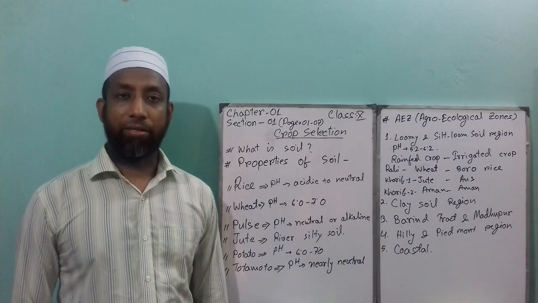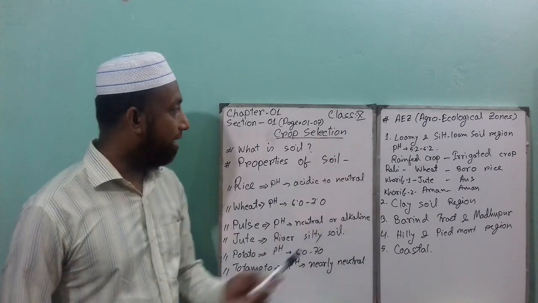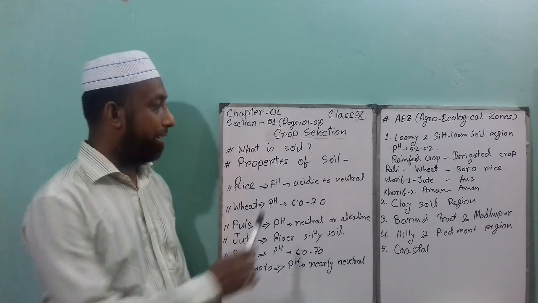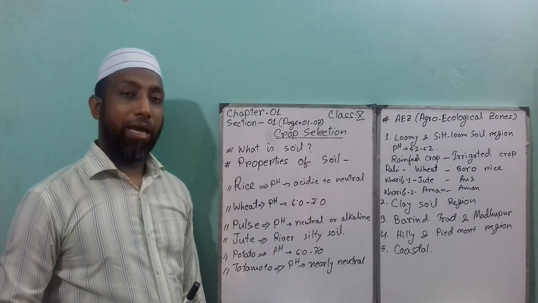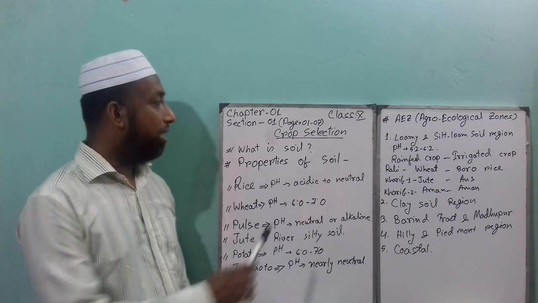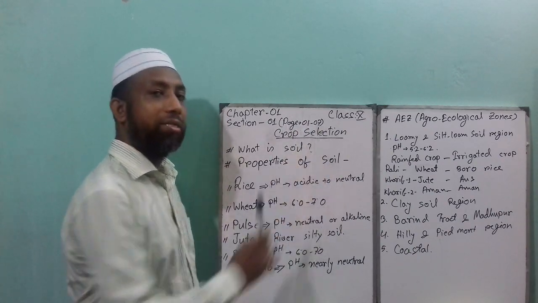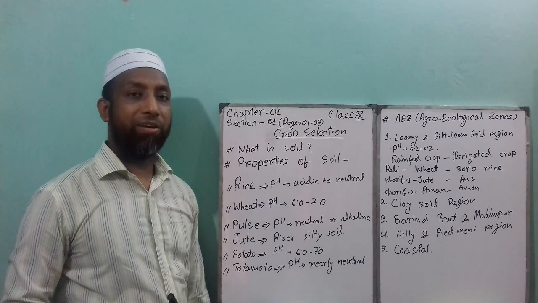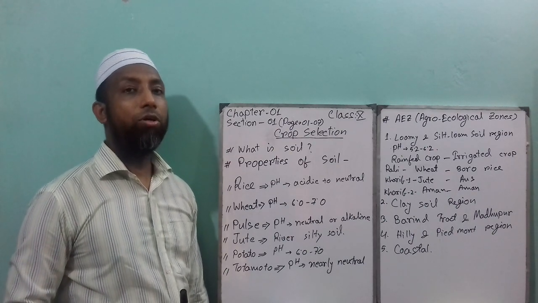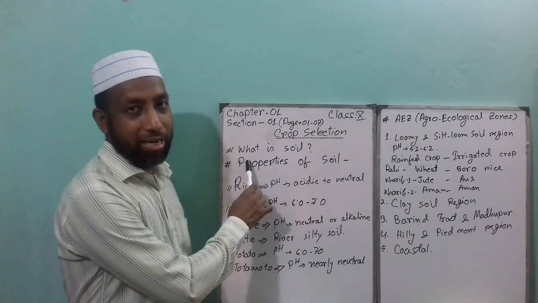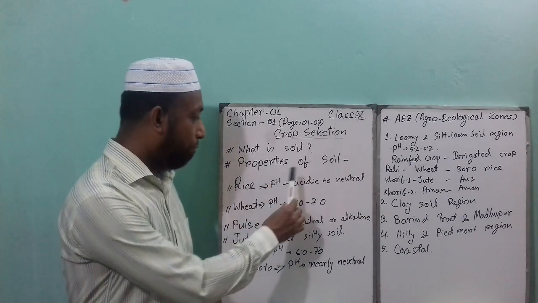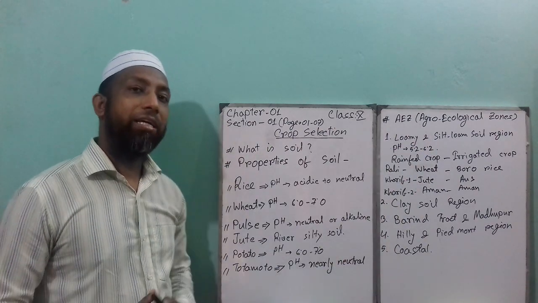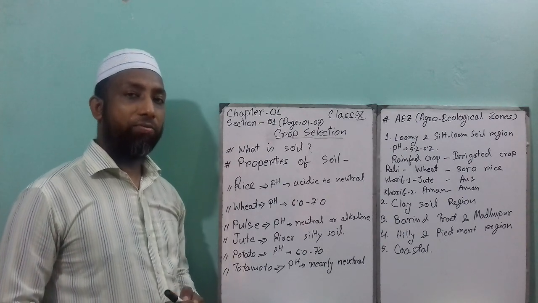Let's start today's topic. Today's topic is for class 10, chapter 1, section 1, and the section name is crop selection. You can find this in your textbook, page number 1 to 7. If you study this lecture and listen very carefully, after that you can understand the soil, the properties of soil, and the different regions. So start from the beginning.